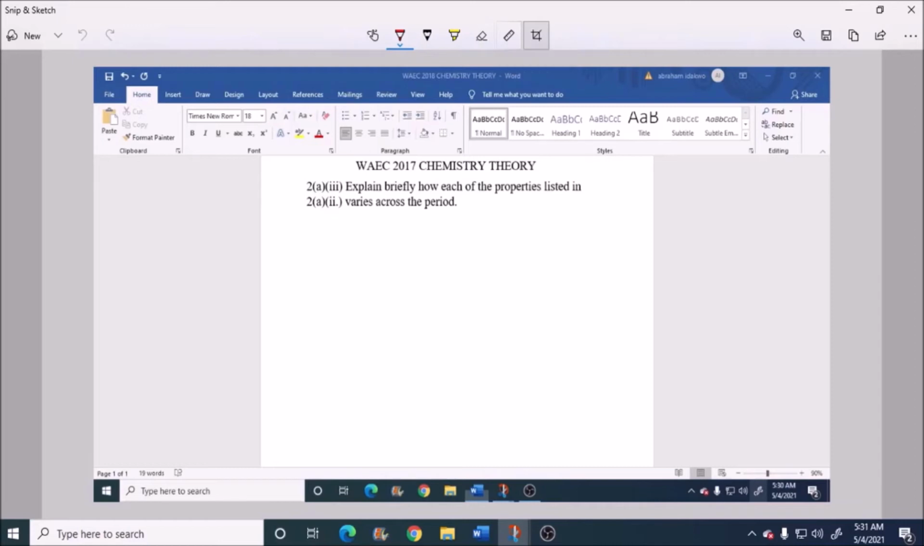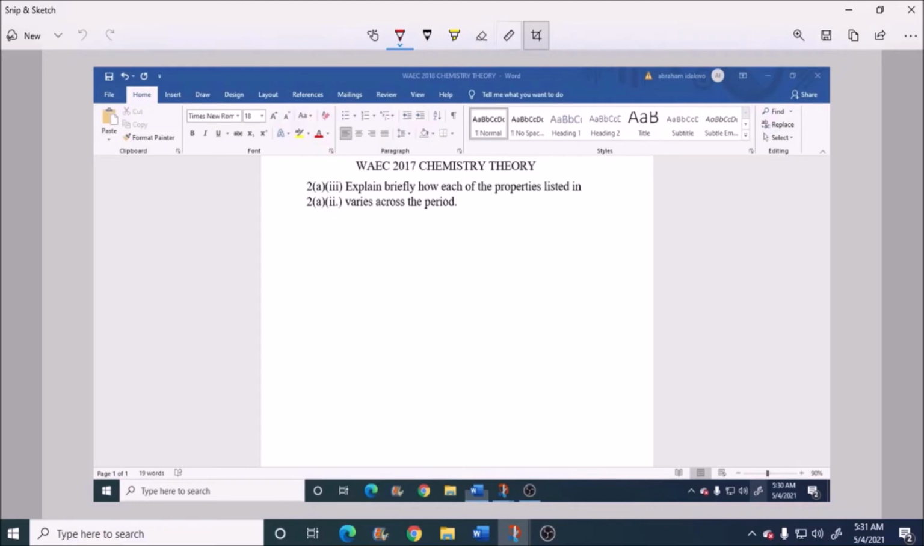The properties listed in 2a Roman figure 2 are electronegativity, ionization energy, electron affinity, metallic and non-metallic properties, then electrical and thermal conductivity, as properties that show periodicity. Here we were just asked to explain briefly how each of these properties listed in 2a Roman figure 2 varies across the period.